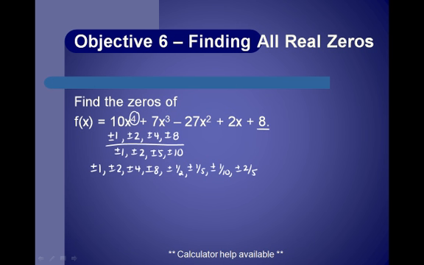That one's already listed. 4 over 1 is listed. 4 over 2 is 2. We need to consider 4/5 and 4/10. Well, 4/10 is just 2/5. That one's already listed. 8's already listed. 8 over 2 is 4. And then we would also have 8 over 5 and 8 over 10. But 8 over 10 is 4/5. So this is our list of possible rational zeros that we would have to try to use to factor to get something that's a little more manageable.